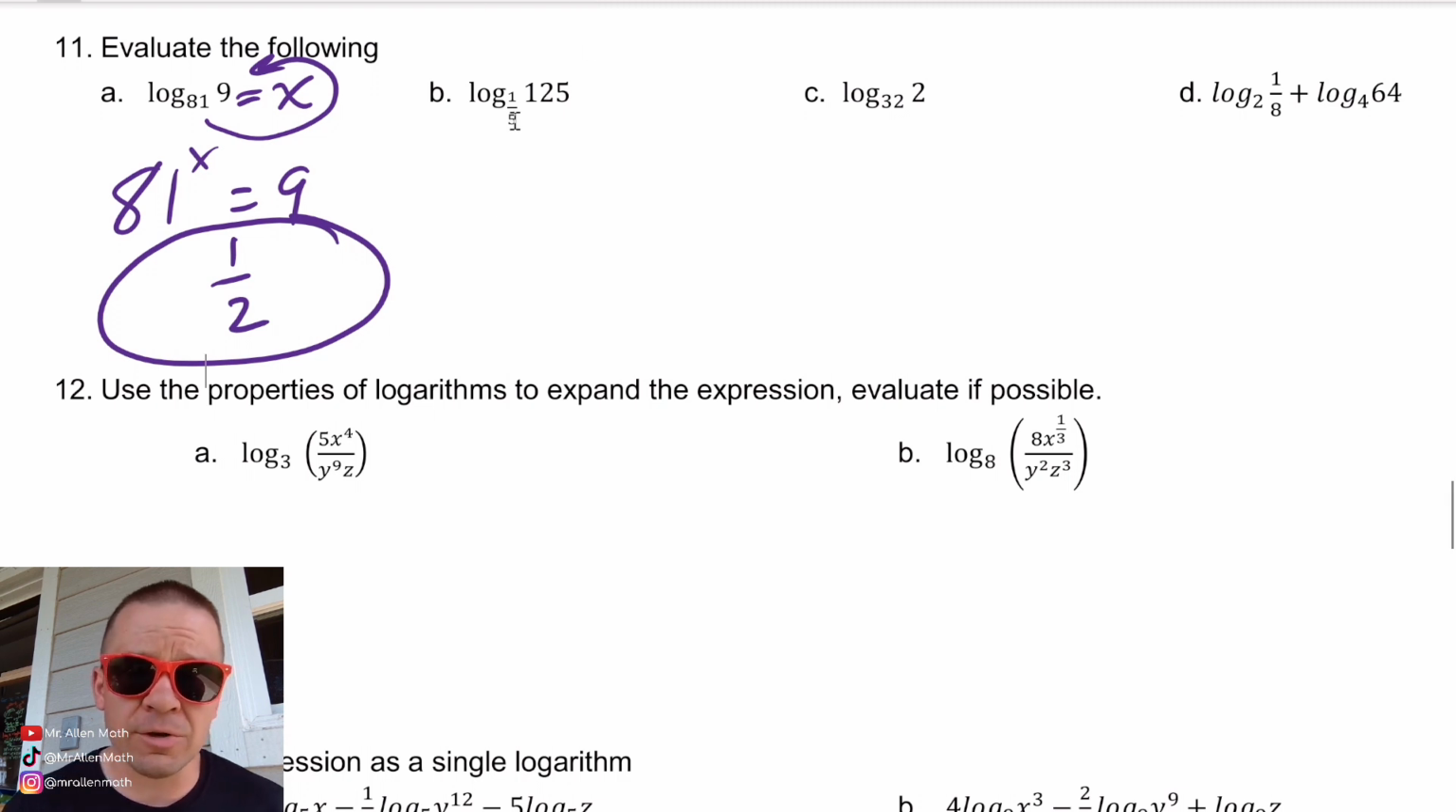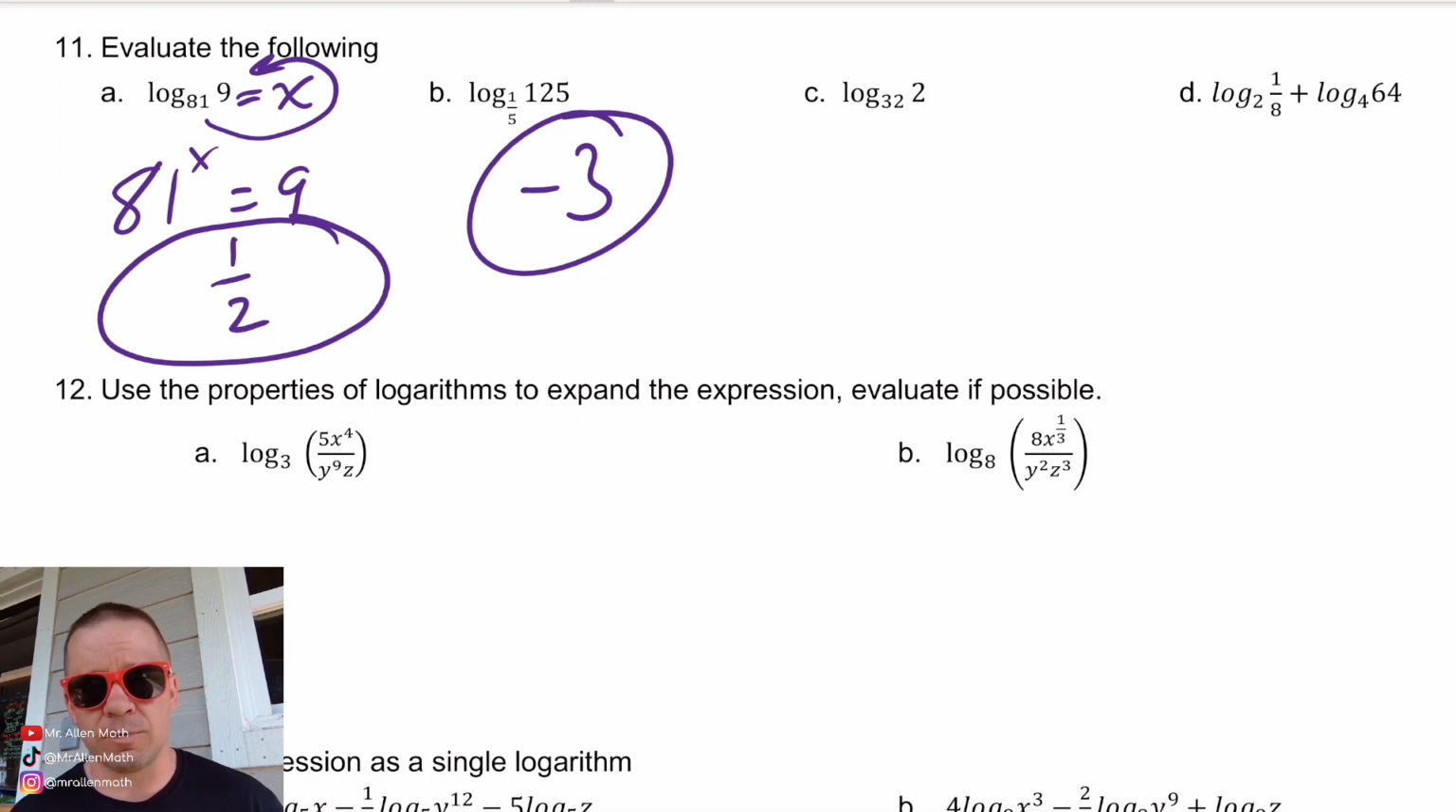The way I look at it is, okay, 1/5 to what power equals 125? Well, 5 to the third is 125, and since I have 1/5, it'd be to the negative third, so negative 3 is my answer for this one right here.